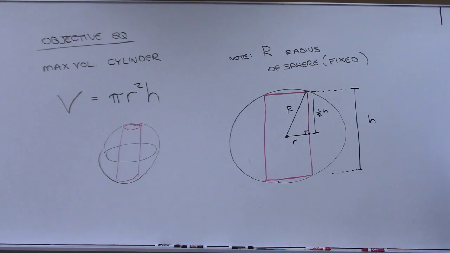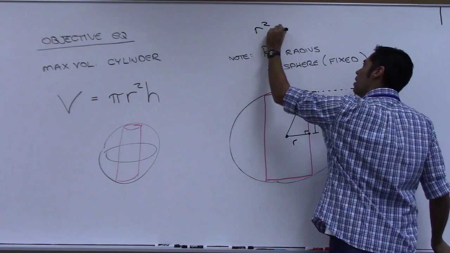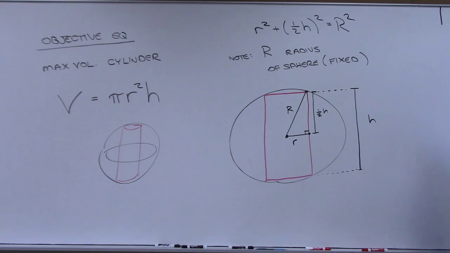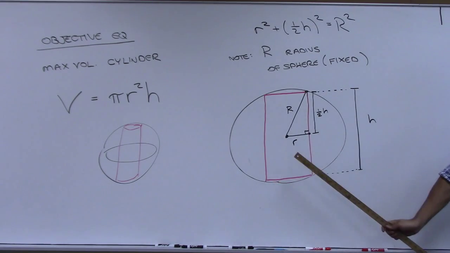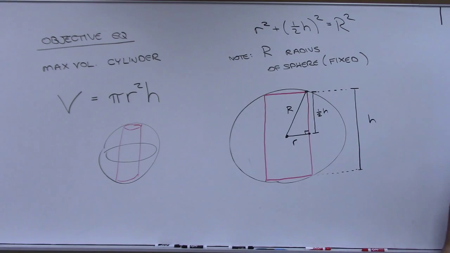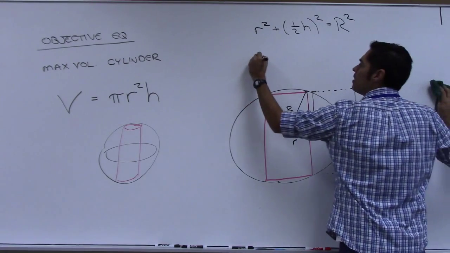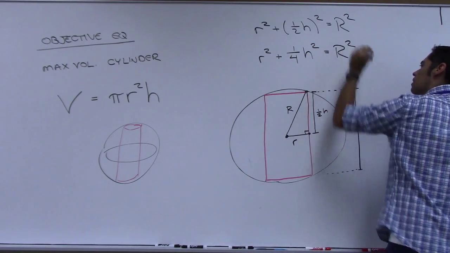So let's write down the relationship. I know by the Pythagorean theorem that r squared plus 1/2 h squared is capital R squared, isn't it? This is standard protocol for problems like this, inscribed objects and other things: cut them in half, look at the geometry of that, and try to come up with a relationship. I'm going to square this, because that's where people make mistakes also. Square the 1/2. Make sure it turns into a 1/4.